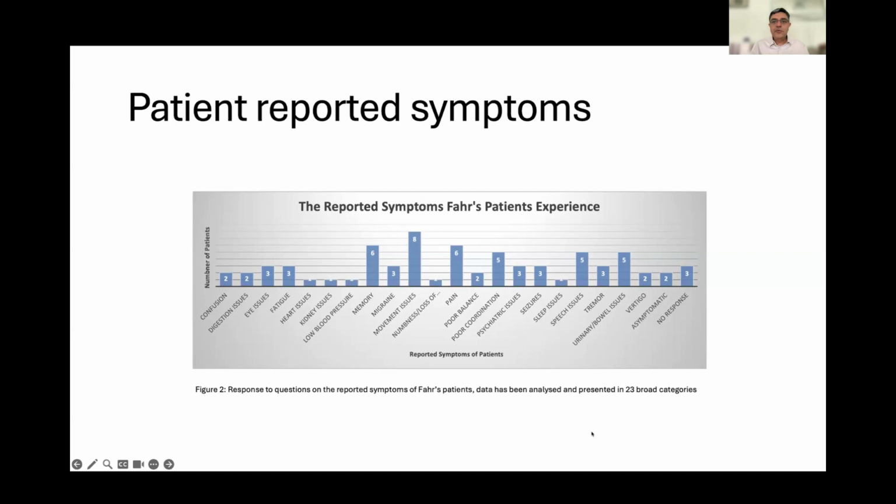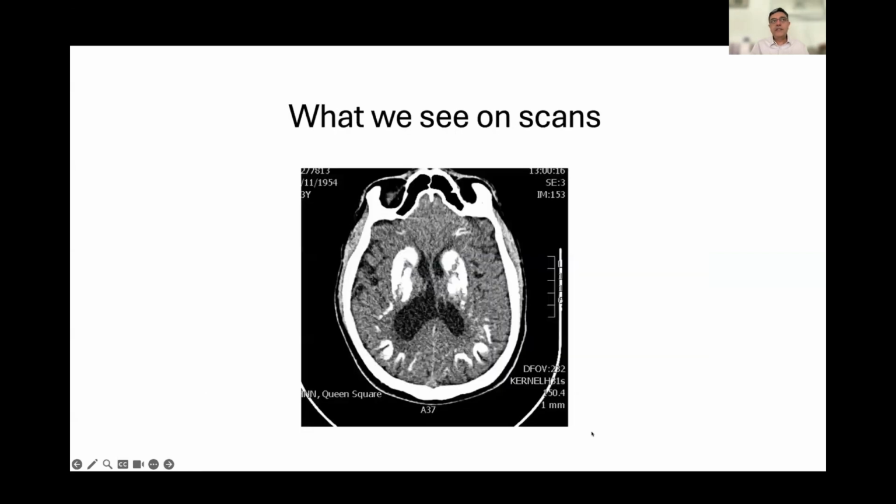But I'm going to focus more on what you might be more interested in terms of how do we get rid of this problem? How do we cure it? How do we get this better? So this is what we see on the scans, as you know, and what we end up seeing is calcium all over the brain in a way.